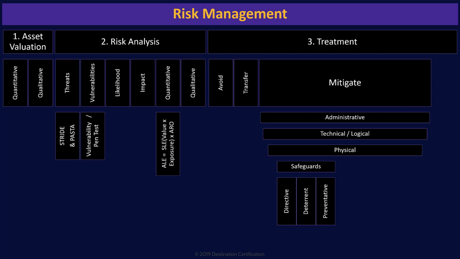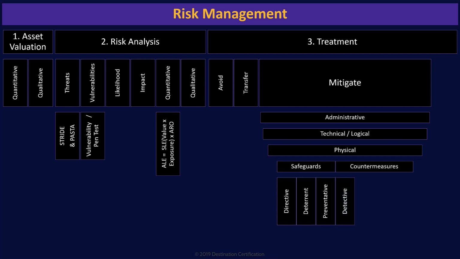Deterrent controls attempt to discourage some sort of behavior through signage, warnings, banners, things like that. And preventative controls are those types of controls which actually somehow try and prevent a risk from being realized by having a fire suppression system, by implementing an access control mechanism that prevents an unauthorized person from logging into the system. So these are all examples of safeguards controls. And the other major category is countermeasures. And countermeasures are controls which are reactive, controls which are put in place when a risk has occurred.